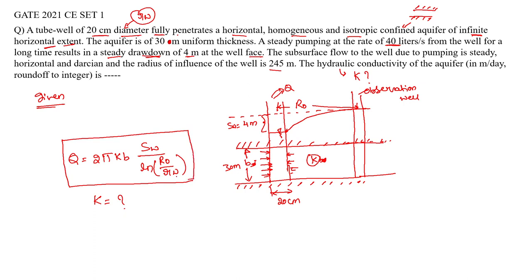Okay. 3.77 into 10 power minus 4. What are the units? Meter per second or meter per day? See, that is a mistake we make. Here they ask to compute in meter per day and to round it off to an integer as well. Okay, very nice attempt.